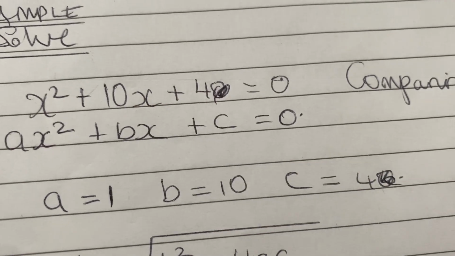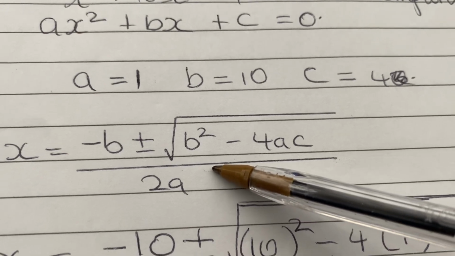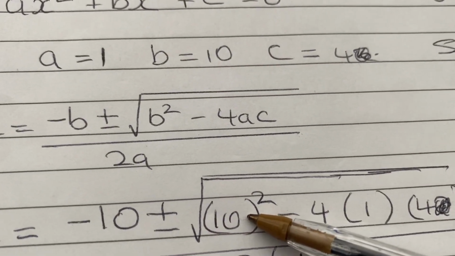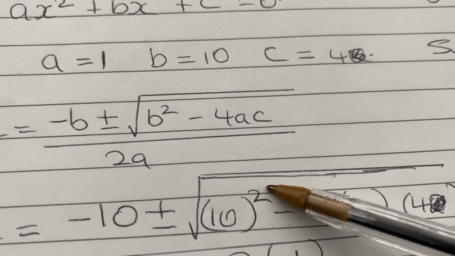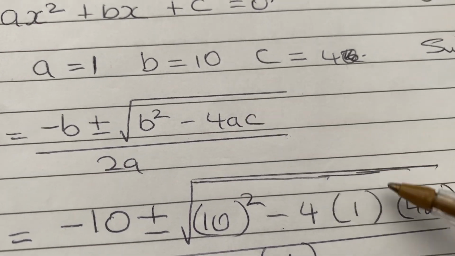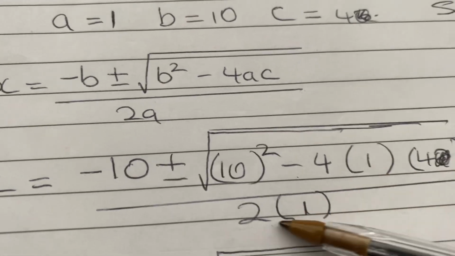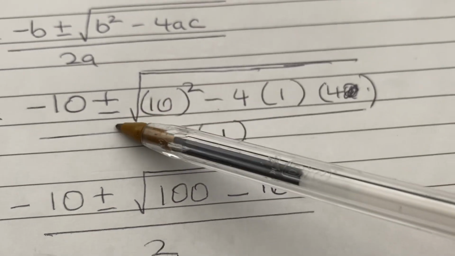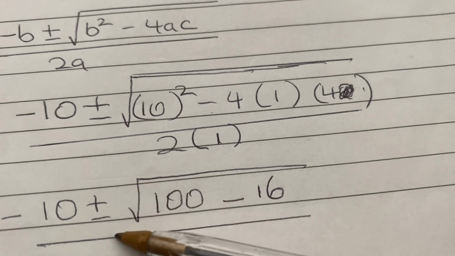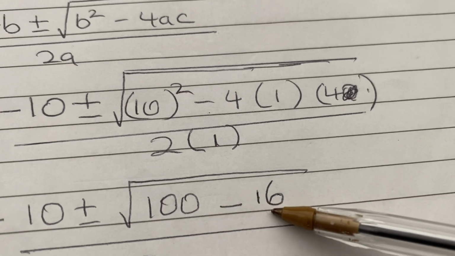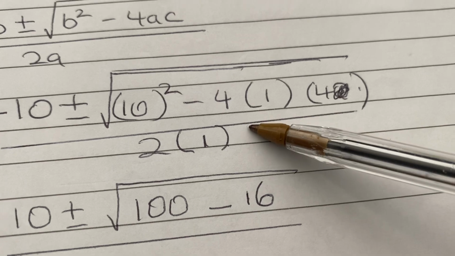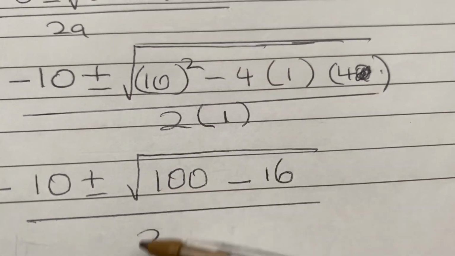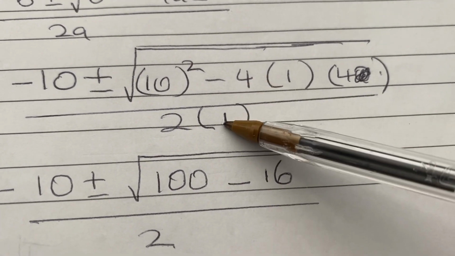This is easy because everything is plus. So if I put it in the quadratic formula, x will be minus b, 10, plus or minus the square root of b squared, which is 10 squared, minus 4, where 4 is the constant, a is 1, c is 4, divided by 2a. A again is 1, 2 is a constant. So if I simplify, I'll get minus 10 plus or minus the root of 100 minus 16, because 4 times 1 times 4 is 16, and I have a minus here, all divided by 2, because a is 1.